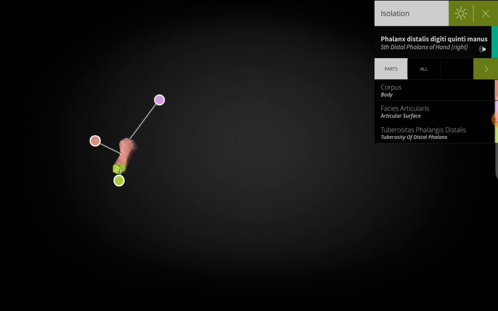This tuberositas phalangis distalis is the primary attachment point for various tendons and ligaments, playing a crucial role in the overall function and stability of the digit. It is a robust structure that primarily serves to firmly support the delicate nail bed and the sensitive tips of the human fingers.